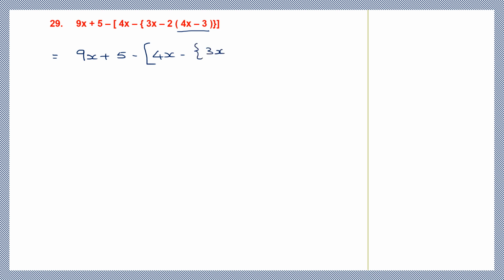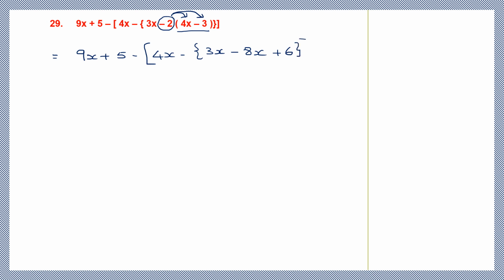Now before we remove, let's see what's before the bracket. It's minus 2, that means multiply. Minus 2 into 4x, the sign is minus. 2 4s are 8, 8x. Then now minus, multiply with minus 3. Minus into minus is plus, 2 3s are 6. So we've removed the common brackets.